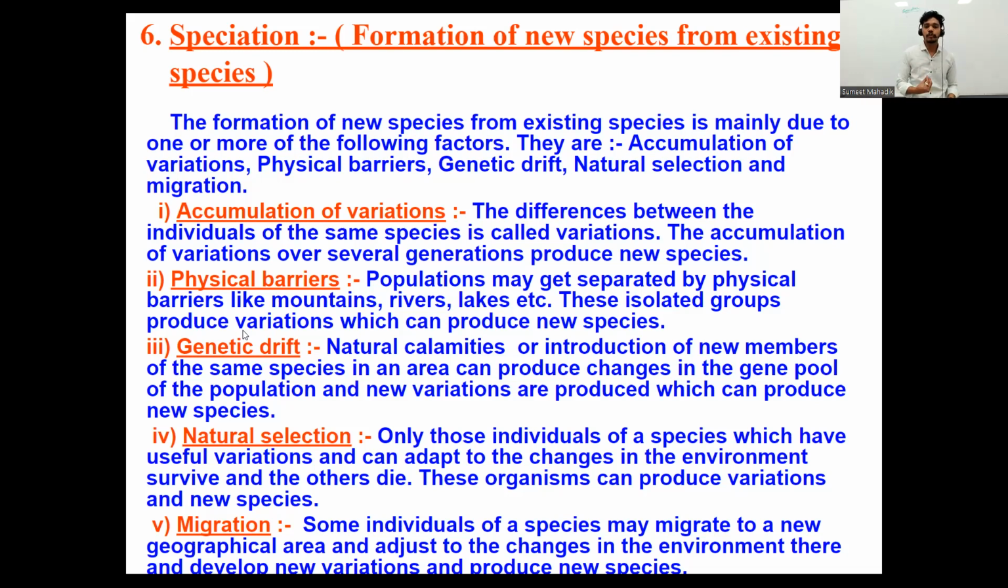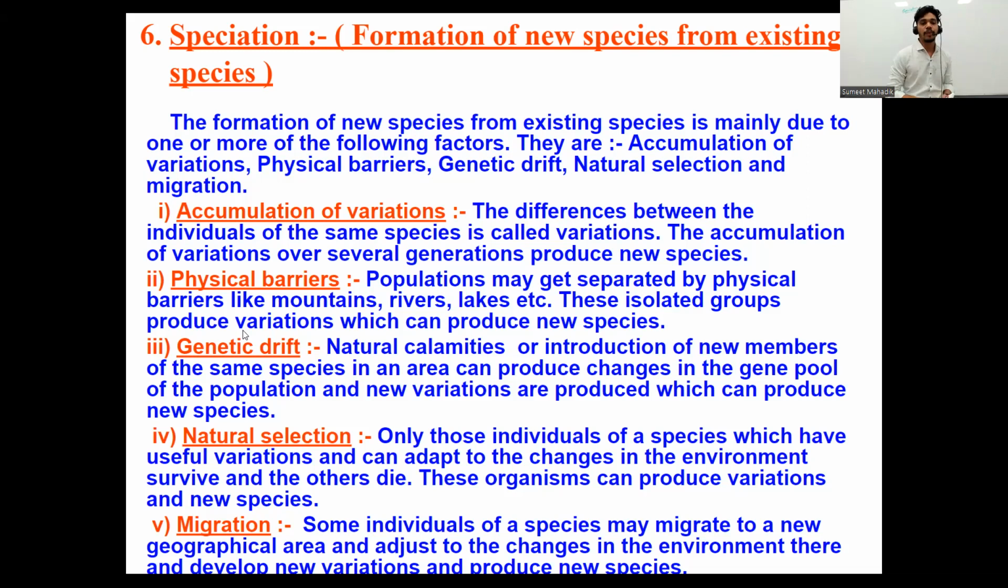The formation of new species from the existing species is mainly due to one or more of the following factors. What are they? Accumulation of variation, physical barriers, genetic drift, natural selection. Okay, let's talk about natural selection. A person like me and another person: if it is a cold region, I will die because I don't have fat over there. He can survive. If the situation is changed and I shift to the high temperature area, there is a possibility he can die because of the fat accumulation. So one character which is surviving in one case is not able to survive properly in the second case, right? So that is natural selection.